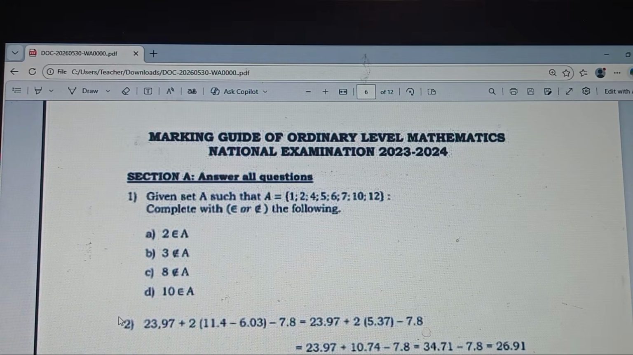Let us start. For question A, that is the solution, we have the set 1, 2, 4, 5, 6, 7, 10, and 12. Then you may use belong or not belong in. 2 belongs in A, yes, because we have 2 in that set. 3 belongs in A, no, because there is no 3 in that set. 8 belongs in A? 8 does not belong to that set. Even 10 belongs to that set A, yes, you have that 10. That is simple.